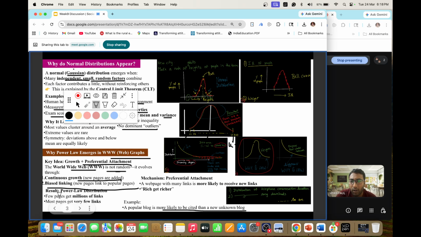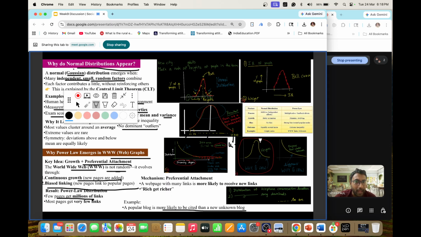So the result is a power law distribution: few pages get millions of links, most pages get very few links. Okay, so this is why the WWW, or World Wide Web, or any social media network follows a power law graph rather than a normal distribution graph. But most of the random things in nature follow the normal distribution graph, or the bell shaped curve.